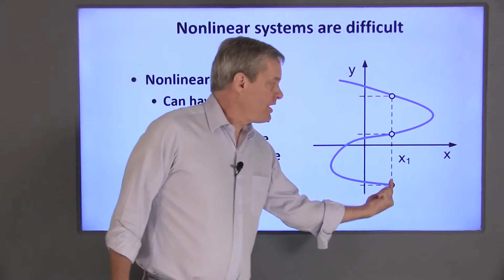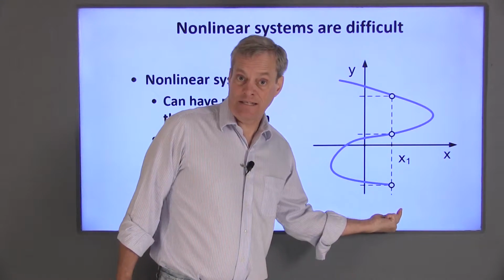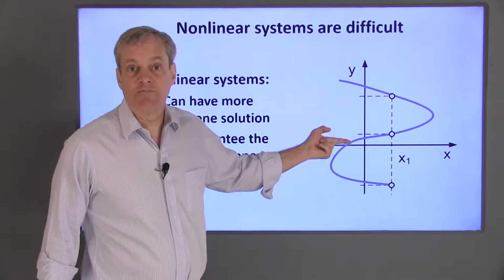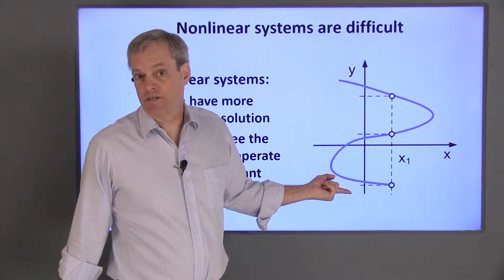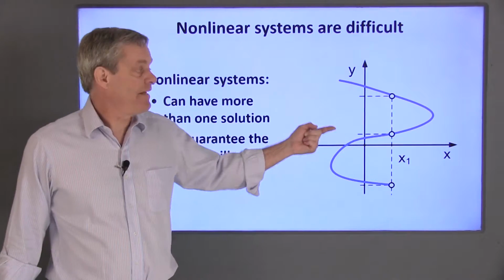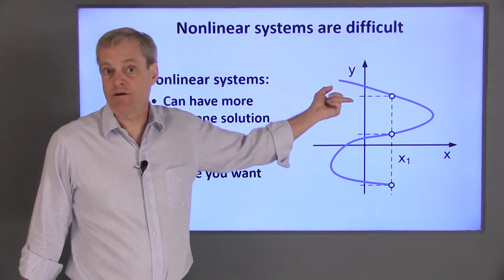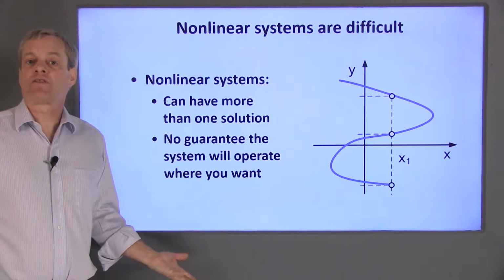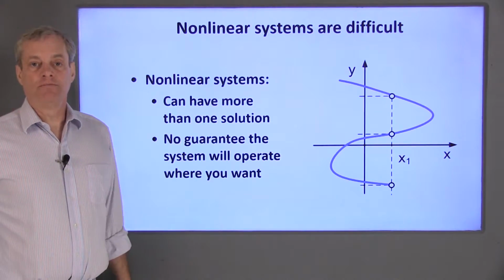So if I input a value x1 into this system, the system could give me any one of these three values as an output. This is bad news if I want this solution and the system decides to operate over here, because the system won't work the way I wanted it to.